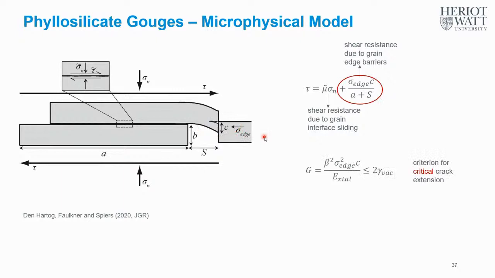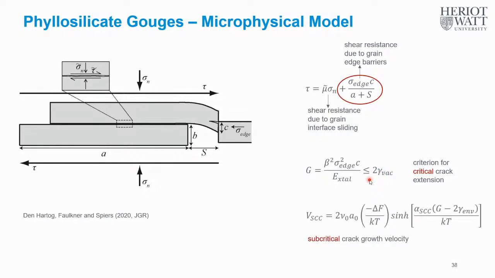And what we have assumed in our model, which is the model developed together with Dan Faulkner and Chris Byers, is that under dry conditions, the strength of this grain edge barrier is controlled by critical edge crack growth, which occurs along the basal cleavage planes. This is a critical crack extension, and it can be described by a Griffith criterion, and it depends on the specific surface energy in vacuum.